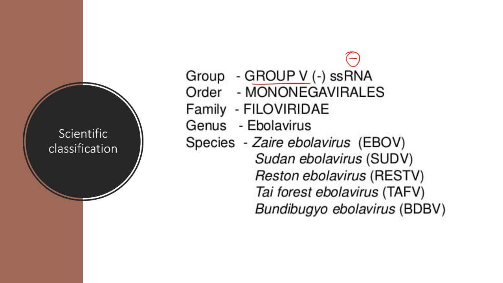Remember, we talked about the dengue virus. Dengue virus is also an RNA virus, but it's a plus stranded RNA virus. But in case of Ebola, it's a negative or minus stranded RNA virus. Order is Mononegavirales, and the family is Filoviridae, and the genus is Ebola virus. And there are different species: Zaire Ebola virus, Sudan Ebola virus, Reston Ebola virus, and there are different names based on where the epidemic started or the sporadic disease started.